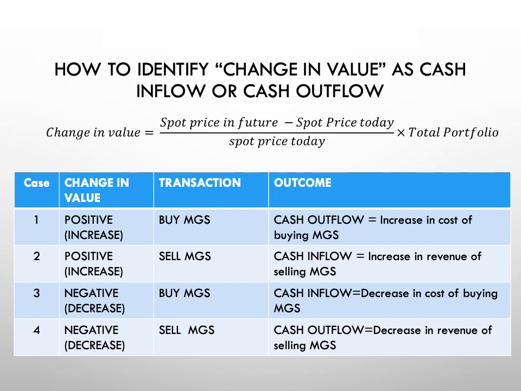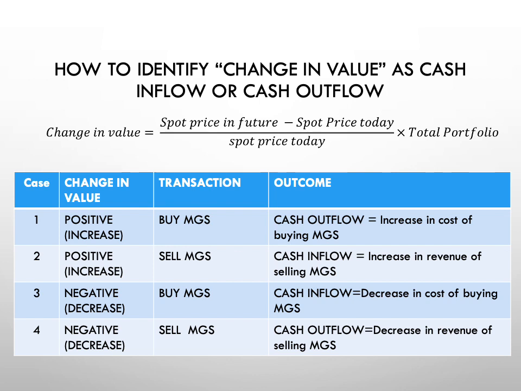Case number 2, you calculate change in value, you get positive value, and at that time you sell MGS. That is considered as a cash inflow because it is an increase in revenue of selling MGS. You sell MGS, the price of MGS is higher, so you get extra money. So that extra money is cash inflow.